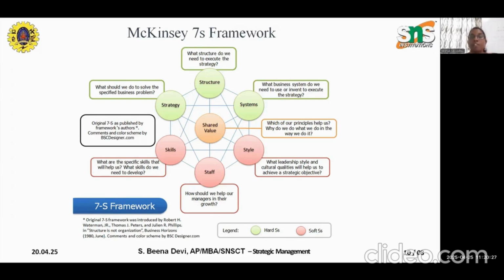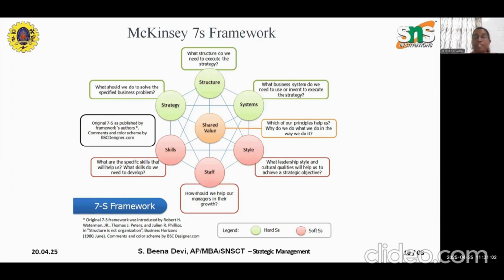And next comes the soft elements. What are all the soft elements? Yes, the skills, staff, and style. What is there in the skills? What specific skills do we need to develop? That needs to be identified. And what will be the style? What kind of leadership style and cultural qualities will help us to achieve the strategic objectives? And what will be the staff? How should we help our managers in their growth? So these are the three soft S we have identified.